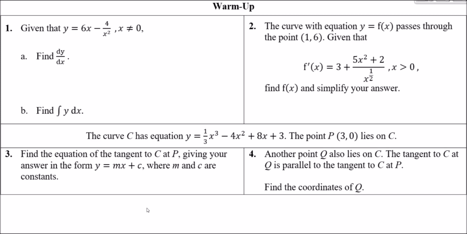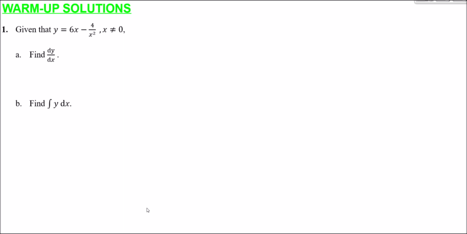Okay then, so let's have a look together at question 1a. So question 1, we're given that the function y equals 6x minus 4 over x squared, where x is not equal to 0. We need to find dy by dx. So first of all, I'm going to rewrite y in index form. So I'm going to rewrite it as y equals 6x minus 4x to the minus 2.